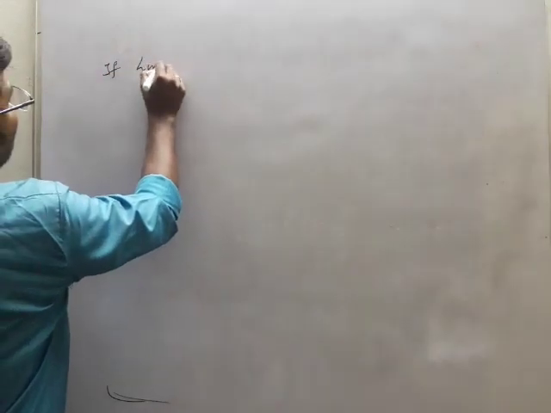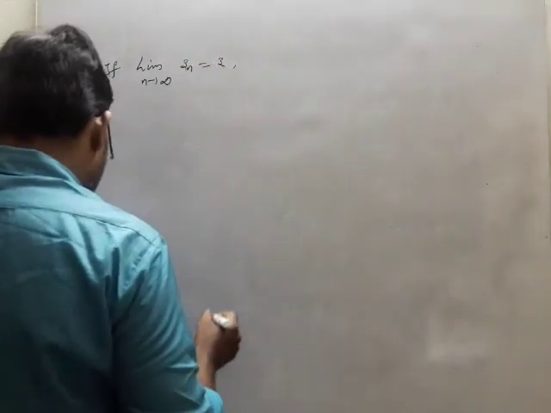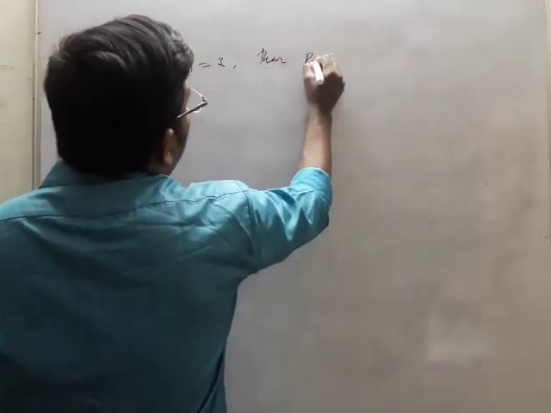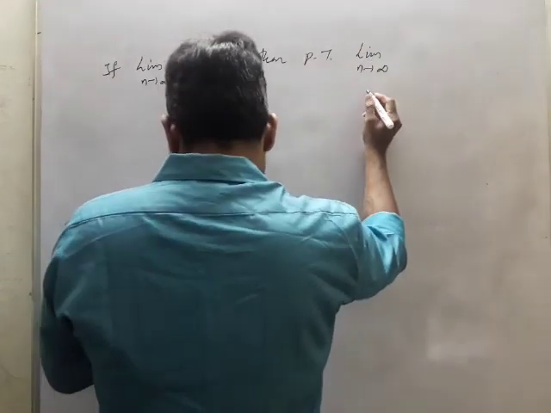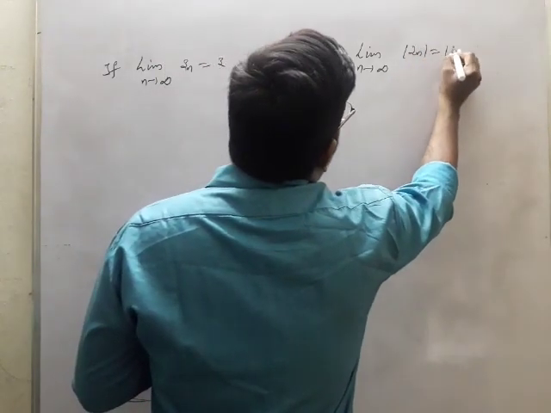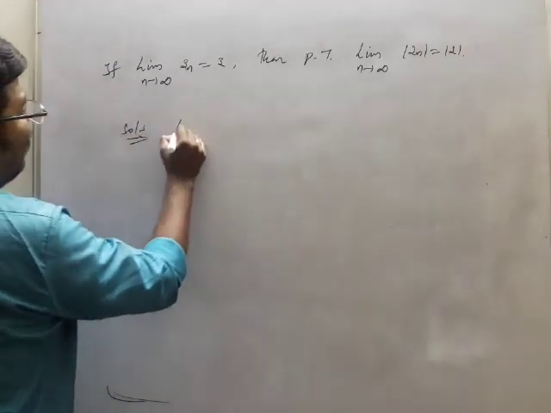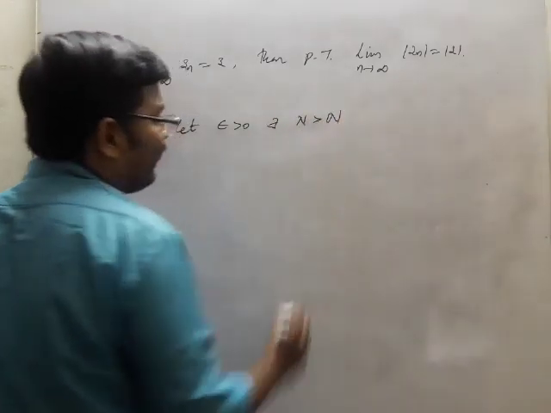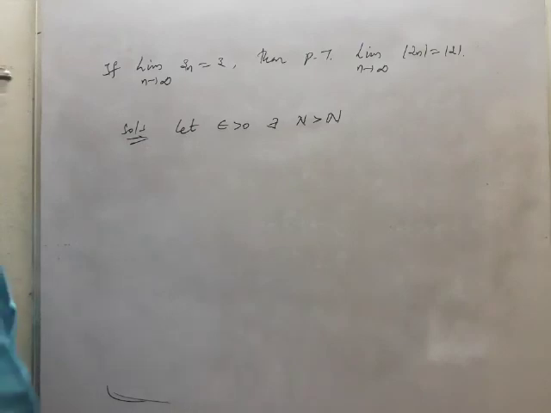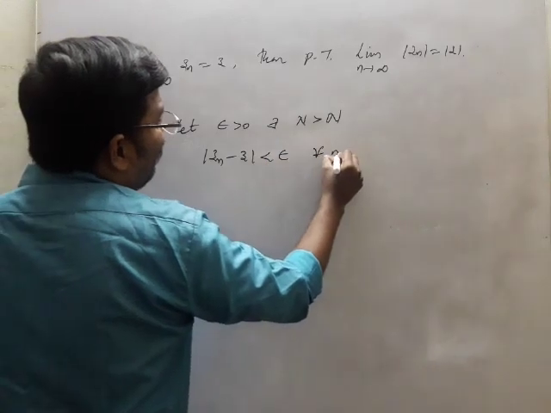And there is one more problem which is given. If limit n tends to infinity of zn is equal to z, then we need to prove that limit n tends to infinity of mod zn is equal to mod z. This is the statement which is given. Solution: let epsilon be greater than 0, there exists N such that mod zn minus z is less than epsilon for all n greater than N.